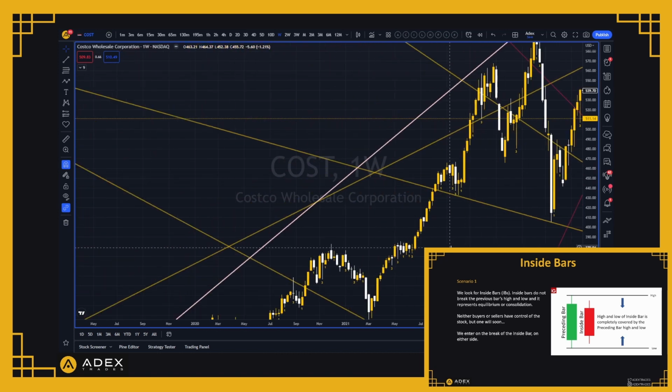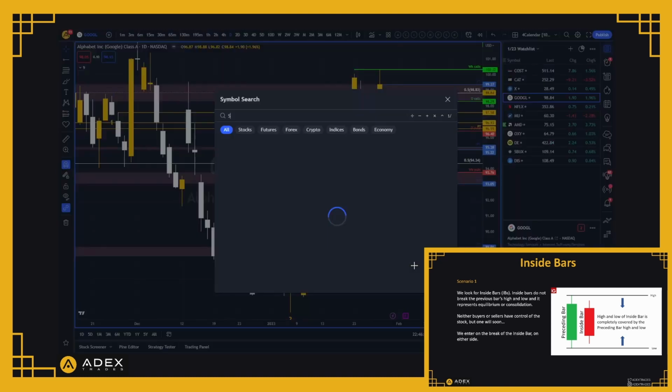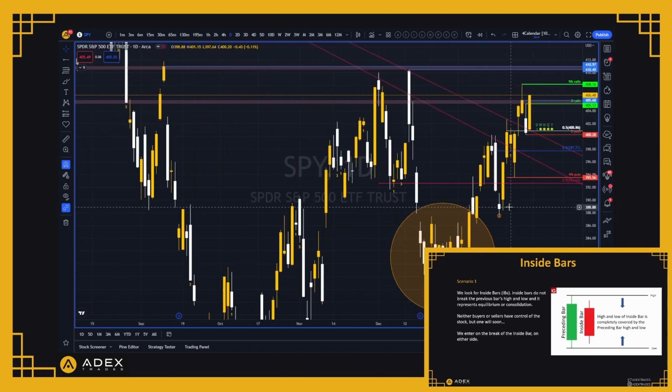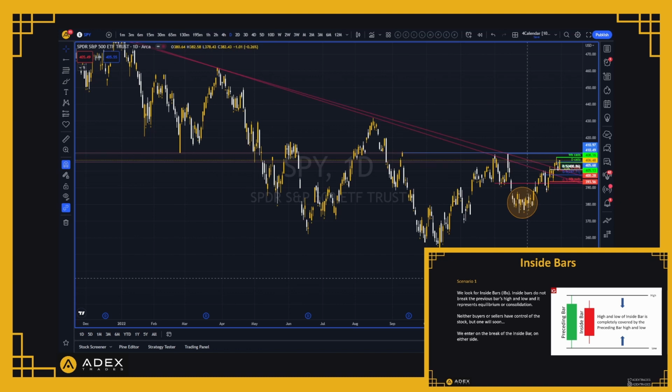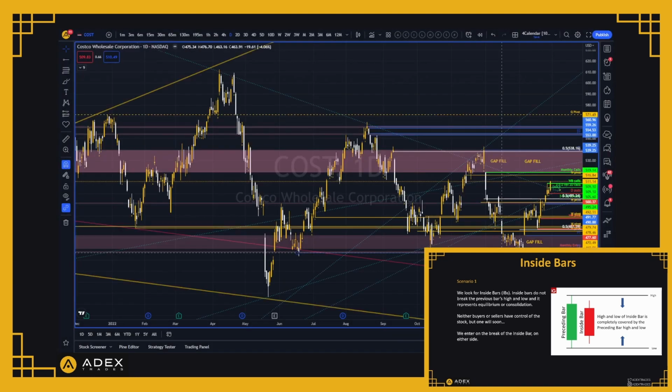And the beauty about broadening formations is that you can see them. If I were to go to my SPY chart, oh, I deleted all my SPY broadening formation. Oh, I did. Let me see.